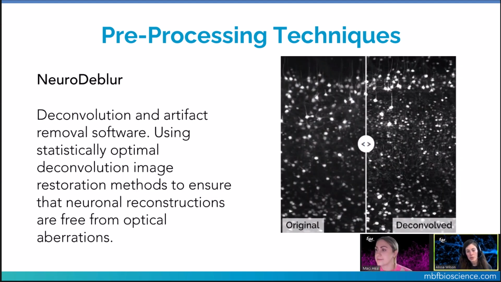And another new software application that is available to our researchers is Neurodeblur, a deconvolution software that can integrate seamlessly into your imaging and analysis workflow. Neurodeblur uses statistically optimal deconvolution image restoration methods to ensure that neuronal reconstructions are free from optical aberrations and are as accurate as possible. Yeah, really excited about that one.